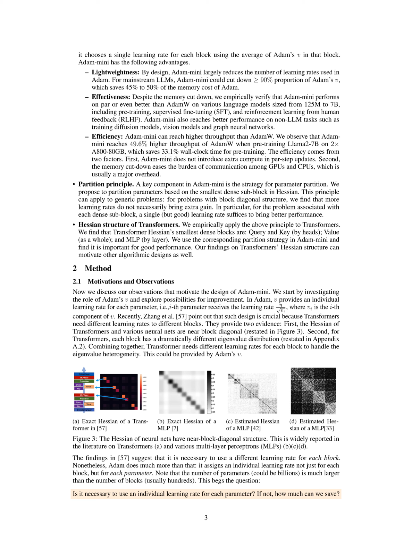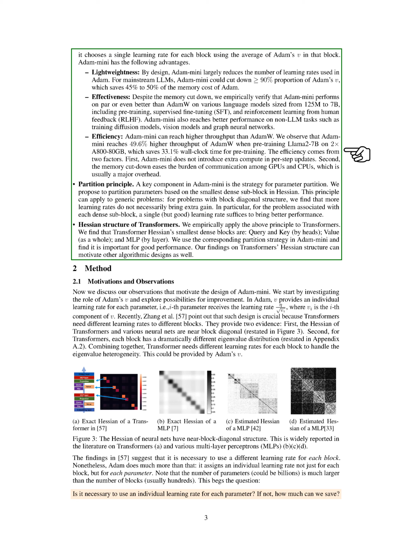Section Summary. In this section, we introduce the challenges posed by the high memory consumption of the Adam optimizer in training large language models, LLMs. We propose a new optimizer called Adam-mini, which significantly reduces the memory usage of Adam by partitioning model parameters based on the Hessian structure and assigning a single learning rate for each block. Adam-mini demonstrates comparable or improved performance to AdamW across various LLMs and other tasks, achieving higher throughput and efficiency without introducing extra compute in per-step updates.